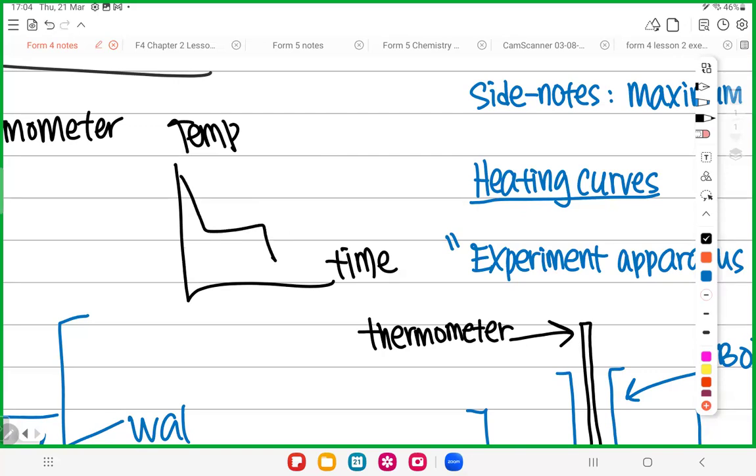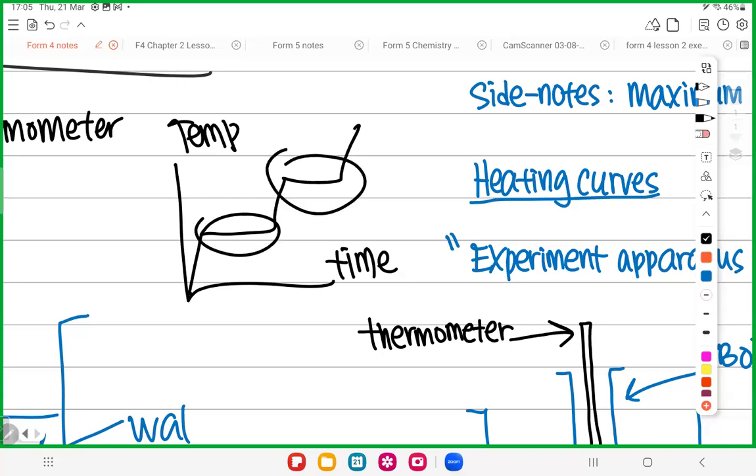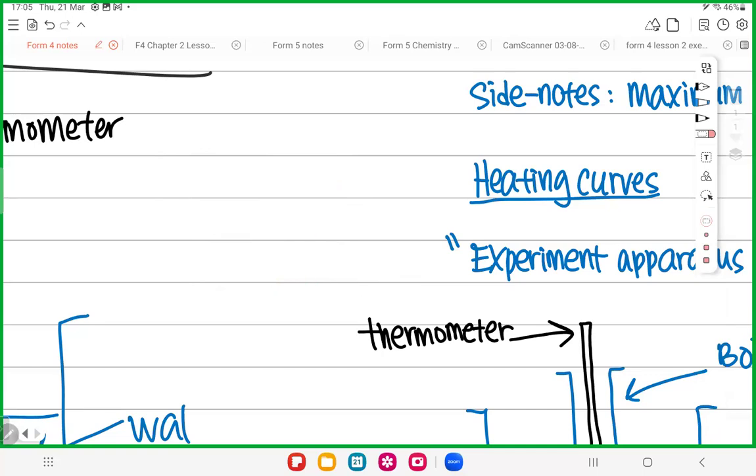How do we know how many staircases we have? Look at the horizontal lines. The horizontal lines will tell us how many staircases you have. For example, if I see 2 horizontal lines, I know there are 2 staircases. In the last lesson, we focused more on the heating curve. We didn't start anything on the cooling curve yet, which is what we will do today.